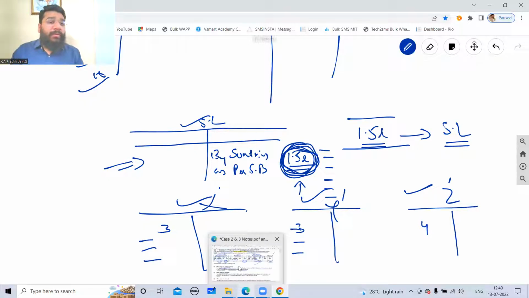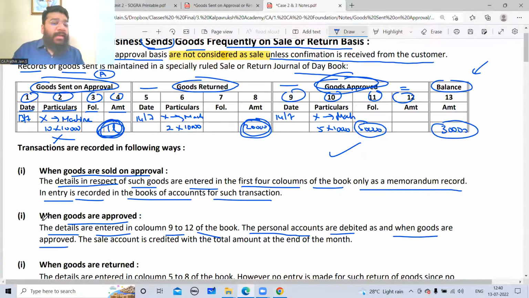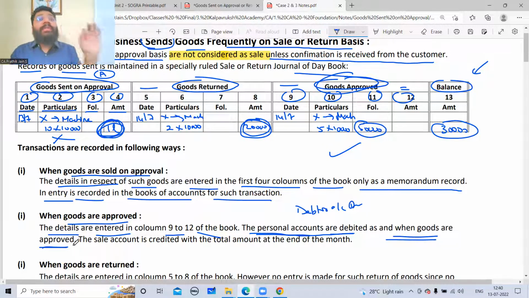What will be the entry for that? You will debit the party account. That's what they're trying to explain. The personal account is debited. Personal account means debtor account has been debited, as and when the goods are approved. The moment you keep on approving the goods, on the date of approval, you will record the sale entry, the debtor entry. The sale account is credited with the total amount at the end of the month.